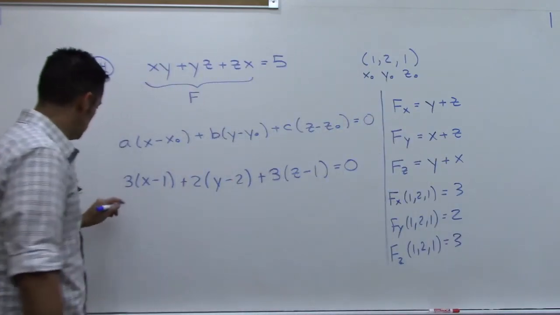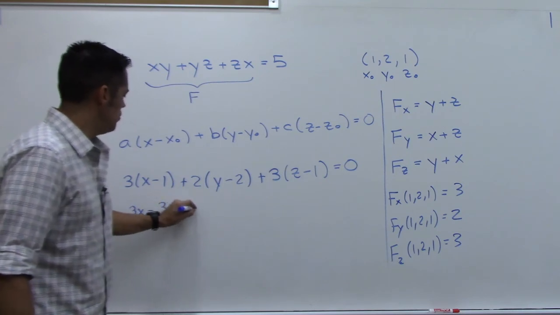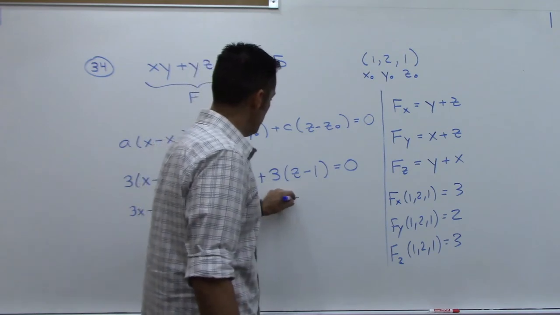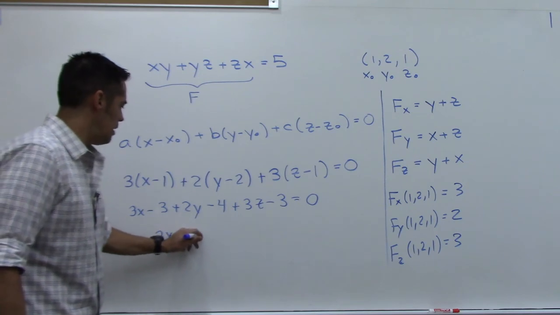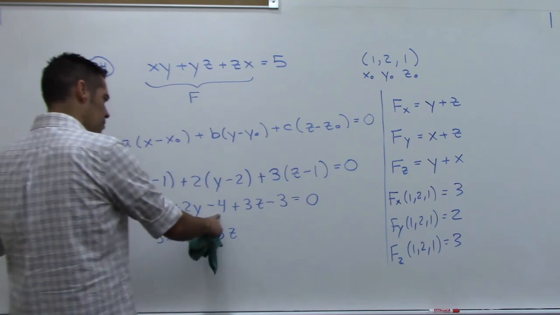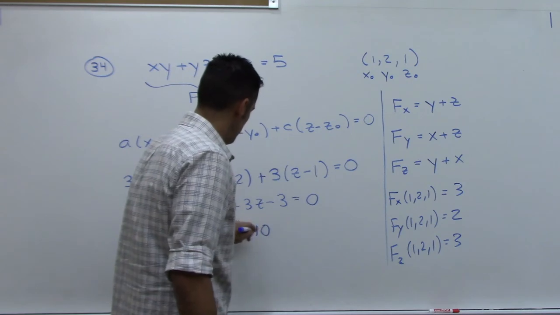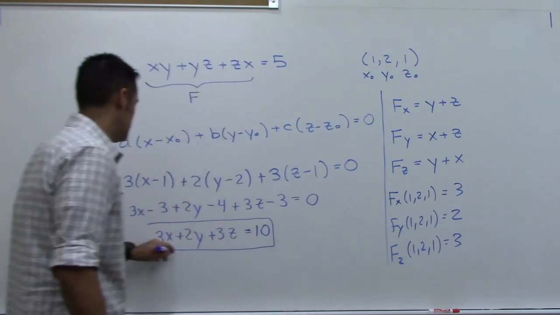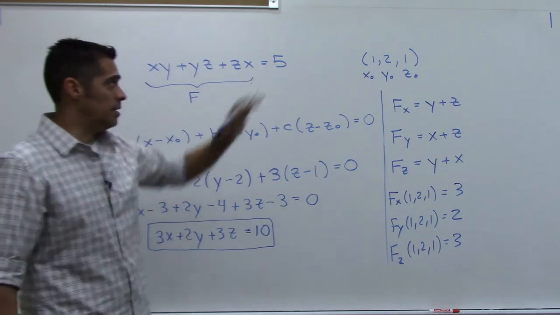And let's clean this up. 3x minus 3 plus 2y minus 4 plus 3z minus 3 equals 0. 3x plus 2y plus 3z, let's see, negative 3, negative 4, negative 7, negative 10. Bring it to the other side, equals 10. Okay, that is the equation of the plane that is tangent to that surface. So it should be tangent to that surface at that point.